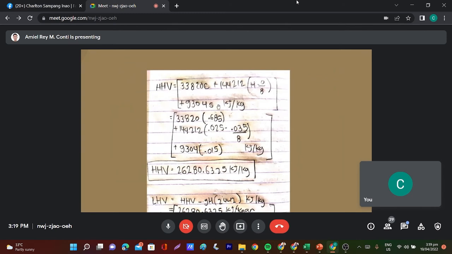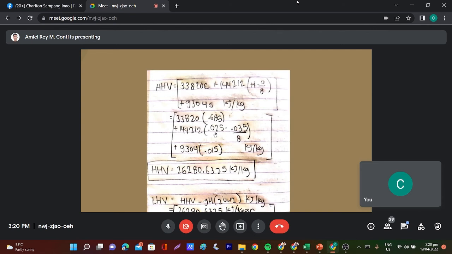higher heating value. So, sinabi kanina sa to ang formula 33,820 times carbon plus 144,212 times the hydrogen minus oxygen over 8 plus 93,045 kilojoule per kilogram as the unit. Then, since nakasaad sa given, i-insert lang natin yung mga values ni C, ni carbon, ni hydrogen, ni oxygen. Ang value na given is in percentage, so i-convert pa natin siya as whole number. So, yung 68.5%, nilagay siya as decimal, naka-decimal 0.685.